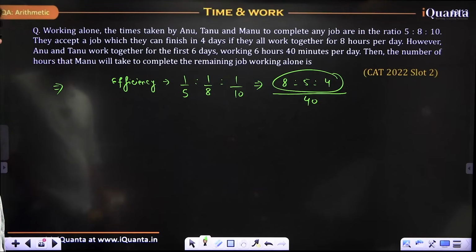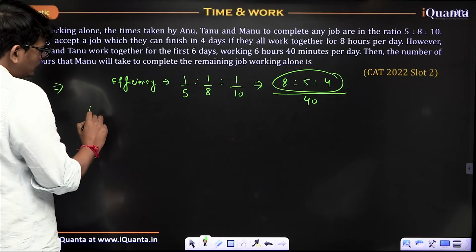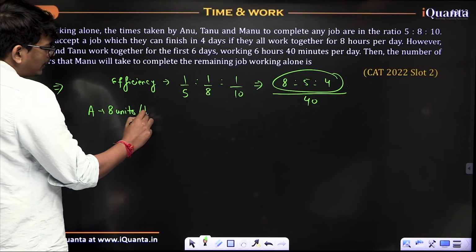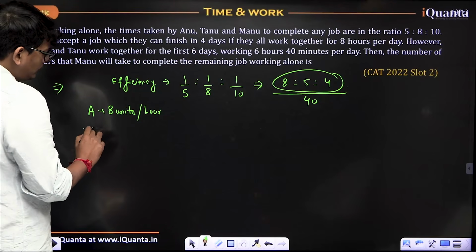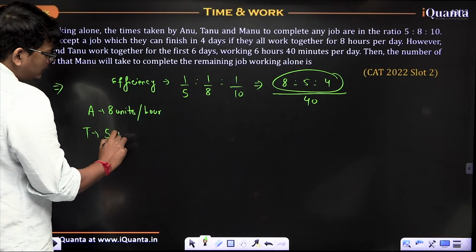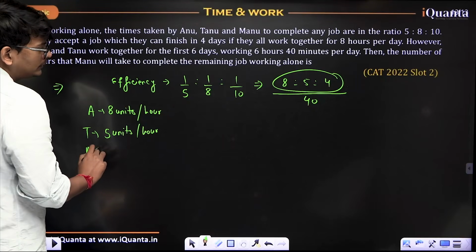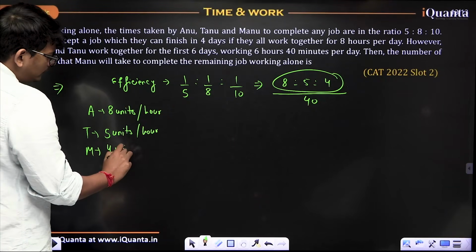So I can say Anu does 8 units of work per hour. Tanu does 5 units of work per hour. And Manu does 4 units of work per hour.